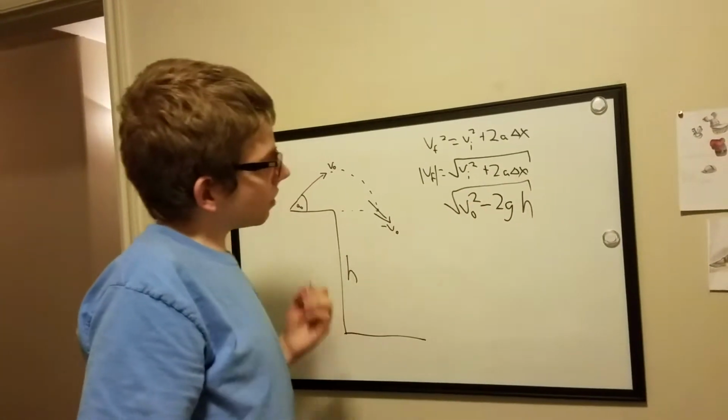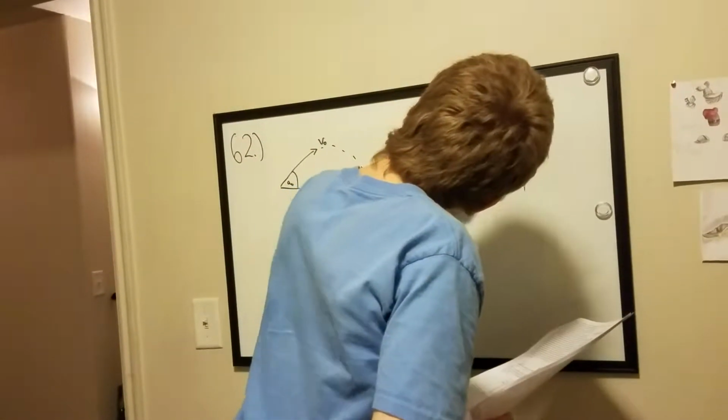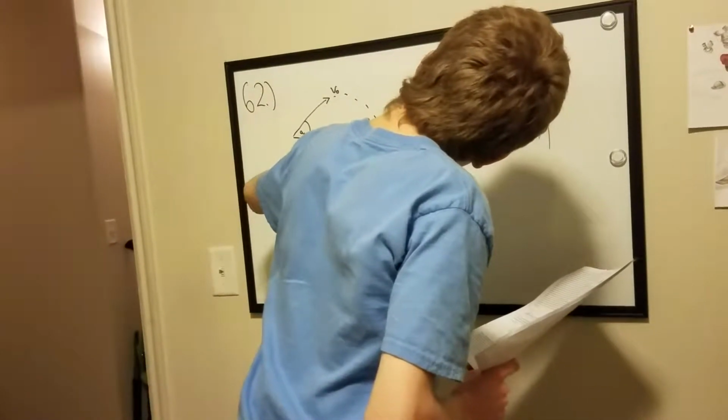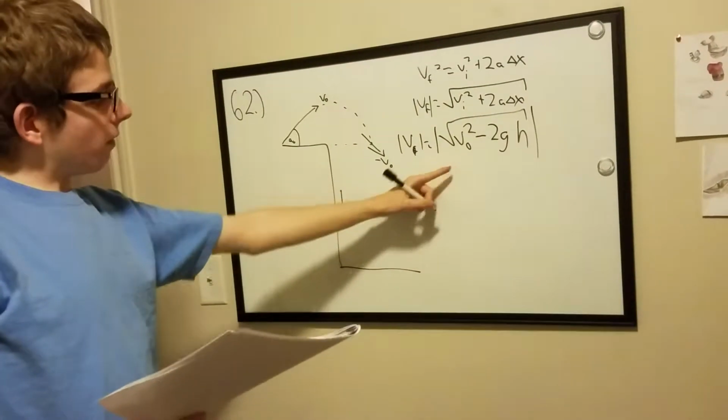And then we have g, which is the acceleration due to gravity. And we take the absolute value of this, which gives us our speed, the absolute value of the final velocity. So this is our speed right before it hits the ground.